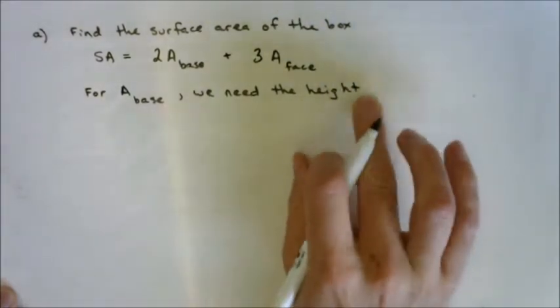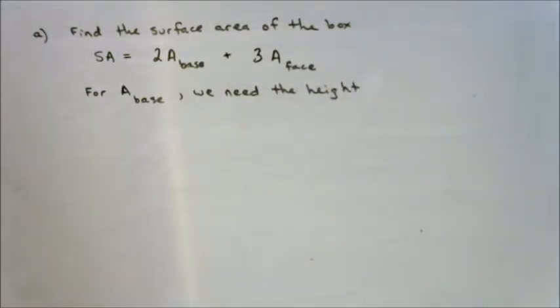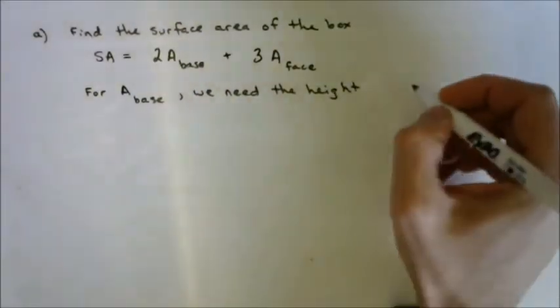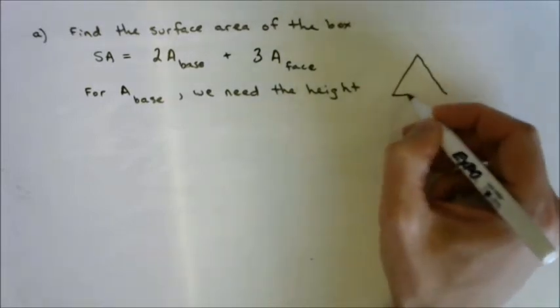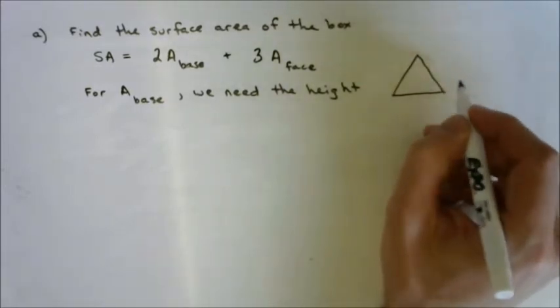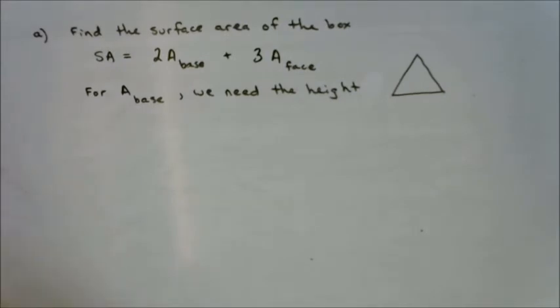Go ahead and draw a little diagram that's going to help you get the height of the triangular base. There's the triangular base. Hopefully you've drawn a triangular base. Wouldn't the rectangle be the bases at the bottom? No, the rectangles are the lateral faces of the triangular prism.